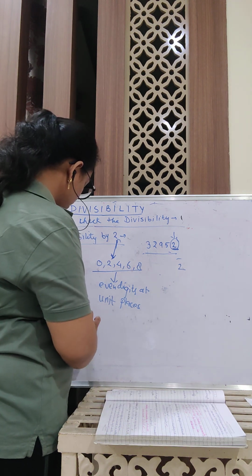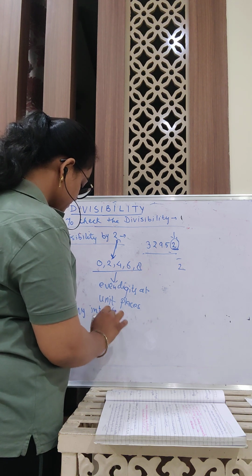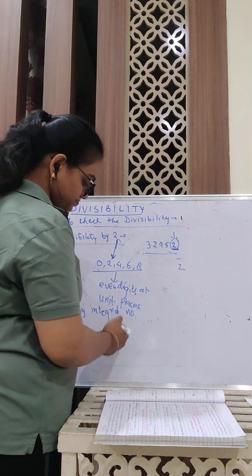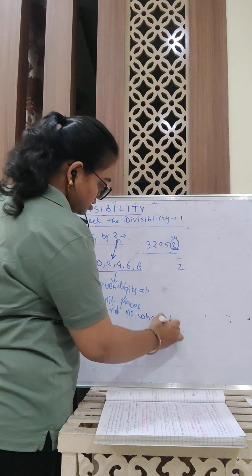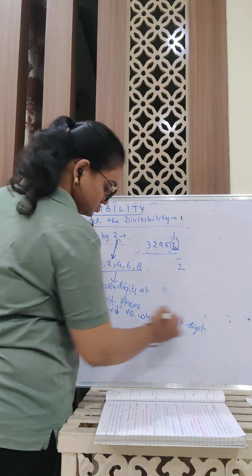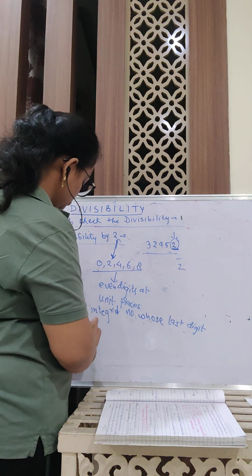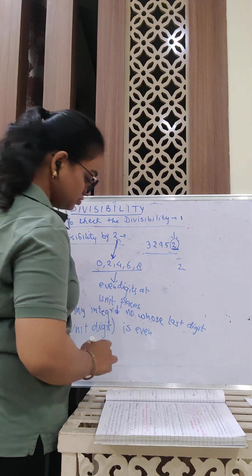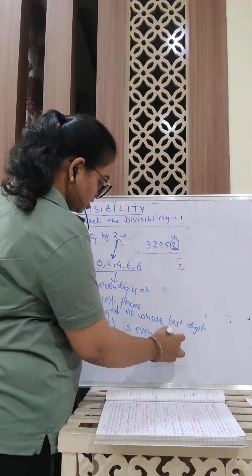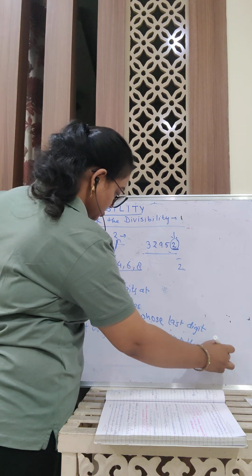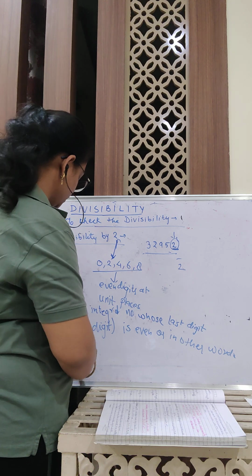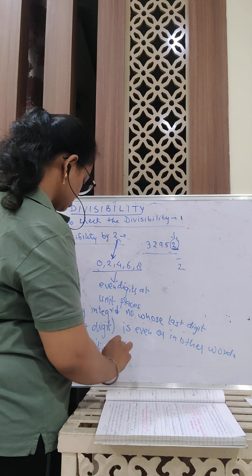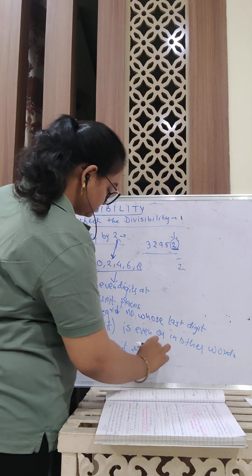So we'll write the rule: any integral number whose last digit, that is the unit digit, is even, or in other words, whose unit digit is divisible by 2.